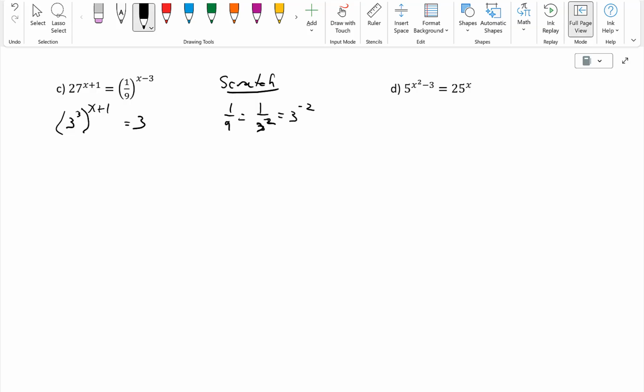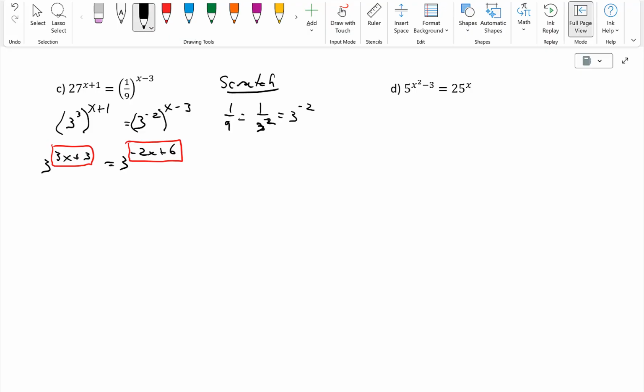So we can write the right side as 3 to the minus 2nd, all raised to the x minus 3. Then we can do our multiplication. We have 3 to the 3x plus 3 is equivalent to 3 to the minus 2x plus 6, as we distribute that -2 through. You can do that as a second step if you want.